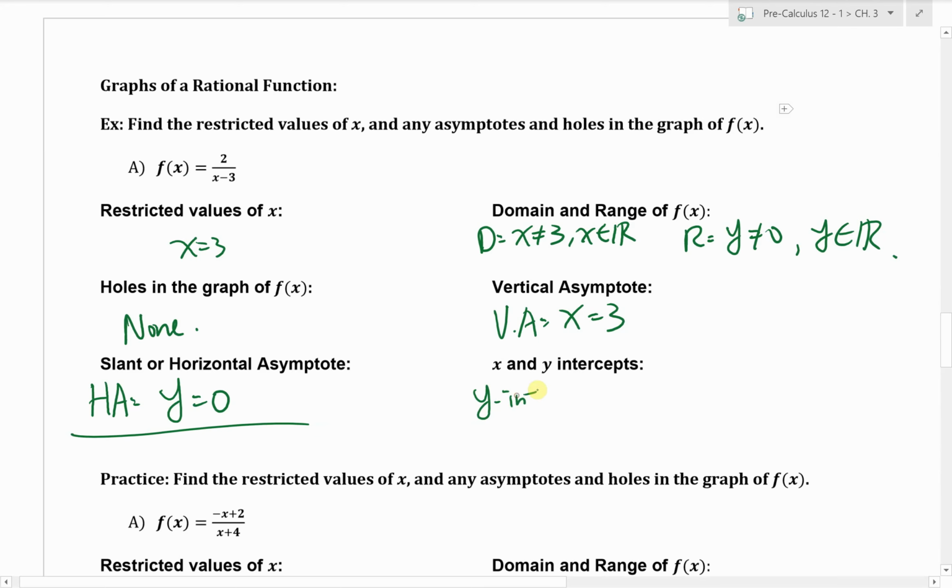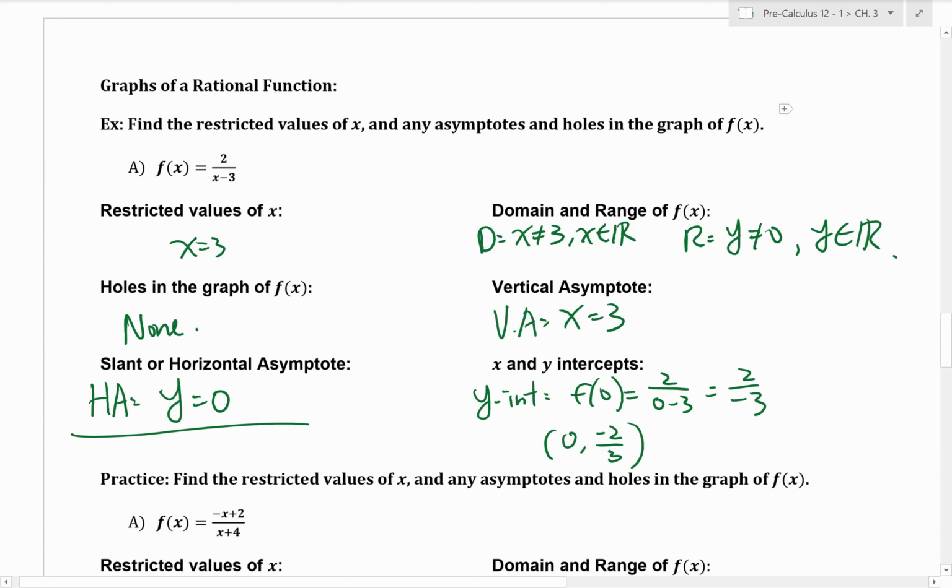The y-intercept is found by making x equal to 0. So you have f of 0 equals 2 divided by 0 minus 3, which is 2 over negative 3. So your y-intercept is (0, -2/3).